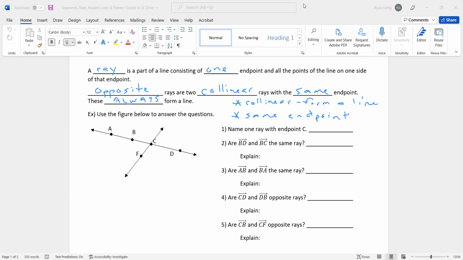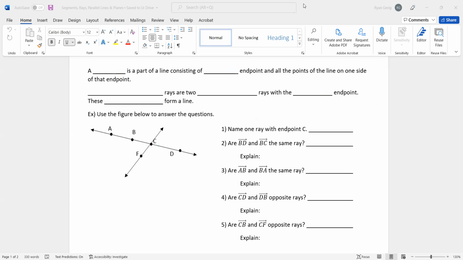Okay. Name one ray with endpoint C. So C is right here. Any ray with endpoint C would just mean I'm starting at C and going to any of the other labeled points. So CF, and I would put an arrow on it. Your arrows are always going to the right. Don't have them going to the left. We just don't do that. CB would work, CA would work, CD would work. Okay, I'm going to clear all that.